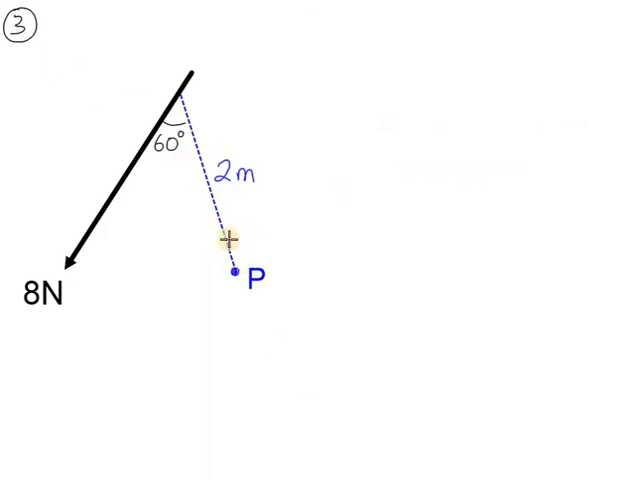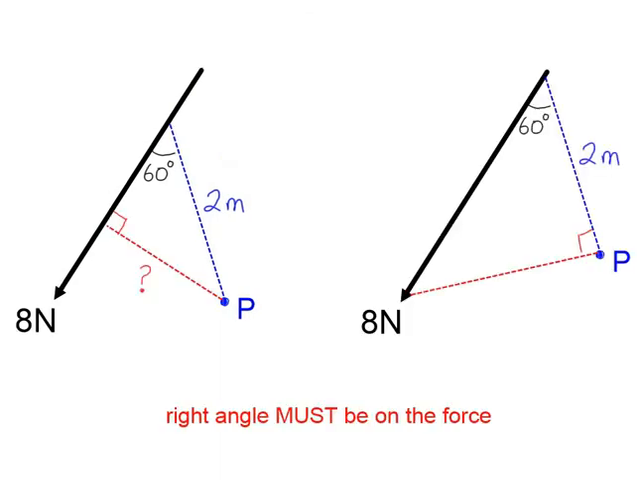Example 3. Now this is not the perpendicular distance that we need to calculate the moment. So we have a choice. So we know that the distance between the pivot point and the force should create a right angle on the actual force line. So there's the right angle and it's on the force line, so this one's correct. In this diagram, here's a right angle, but it's not here where it should be on the force line. So this is incorrect, that's wrong. We're going to stick with this.